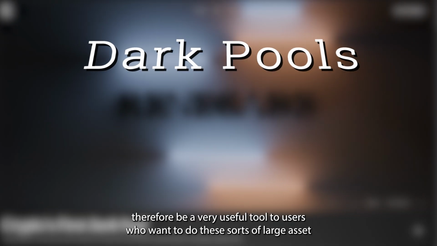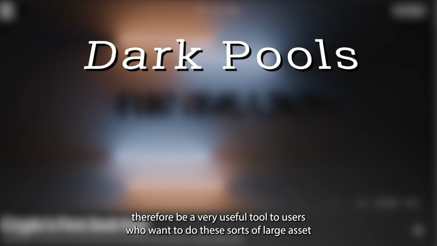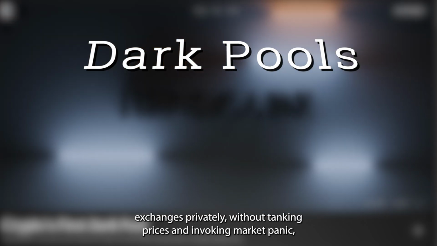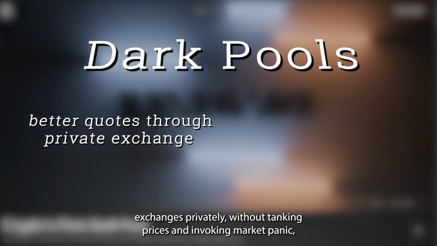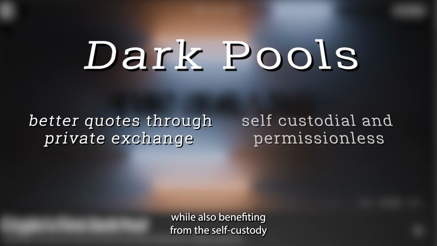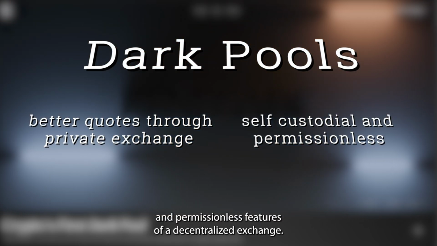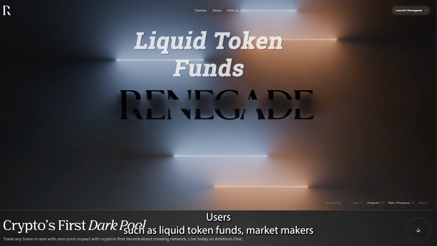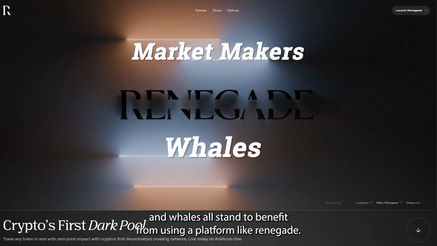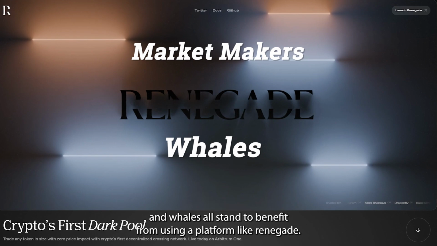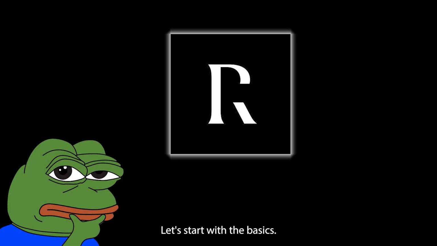Decentralized dark pools can therefore be a very useful tool to users who want to do these sorts of large asset exchanges privately without tanking prices and invoking market panic while also benefiting from the self-custodial and permissionless features of a decentralized exchange. Users such as liquid token funds, market makers, and whales all stand to benefit from using a platform like Renegade. So how does Renegade work? Let's start with the basics.